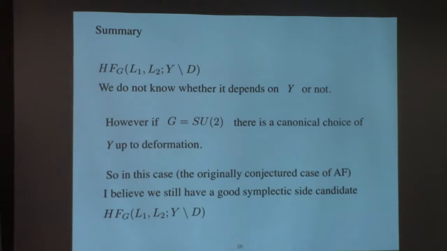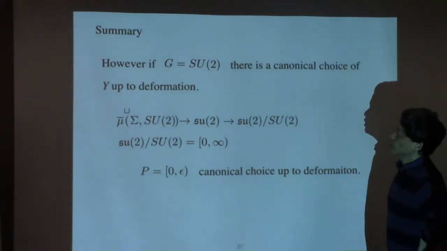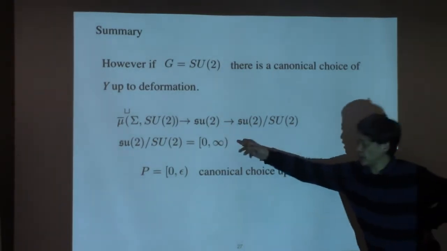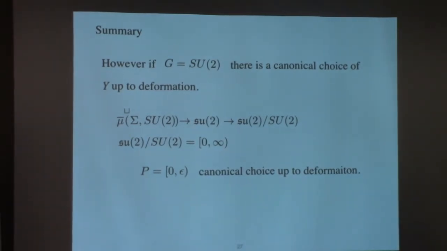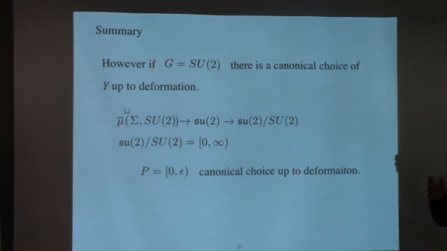But then there are some exceptional cases. If G is SU2, that's actually the original case that Floer studied. In this case, we have a canonical choice of Y up to deformations. So I still believe that there is a very canonical way to define it. Let me consider this simple case, G is SU2. Then the moment map goes to SU2 divided by the conjugation action of SU2. This is just an arc. So the choice of polygon is almost nothing. It's just a half open interval, so all the difference reduces to these epsilons.